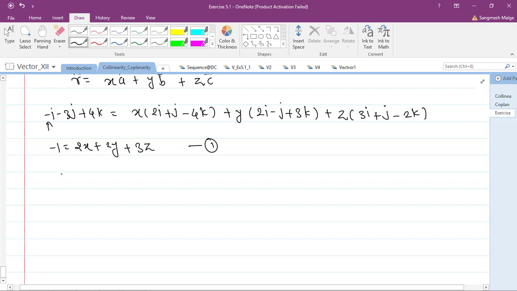Next we have minus 3 is equals to x minus y plus z, equation number 2. And finally we have 4 is equals to minus 4x plus 3y and minus 2z. This is equation number 3. Okay, so we have three equations and three variables.